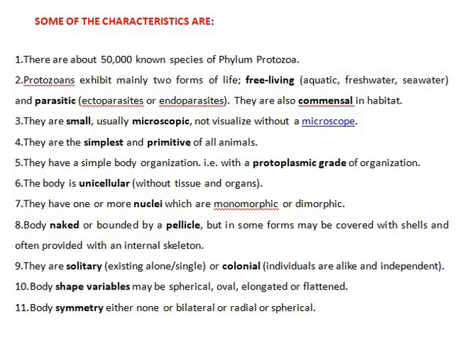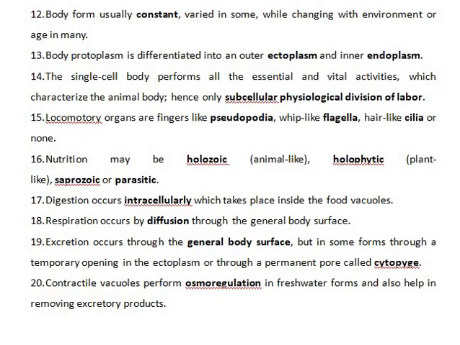They are solitary or colonial. Body shape is variable, may be spherical, oval, elongated or flattened. Body symmetry is either none, bilateral, radial or spherical. Body form is usually constant, varied in some, while changing with environment or age in many. Body protoplasm is differentiated into an outer ectoplasm and an inner endoplasm.